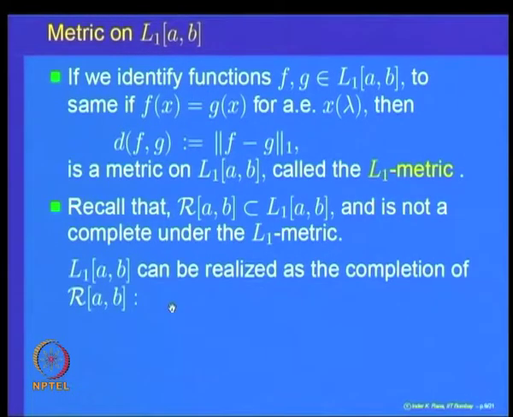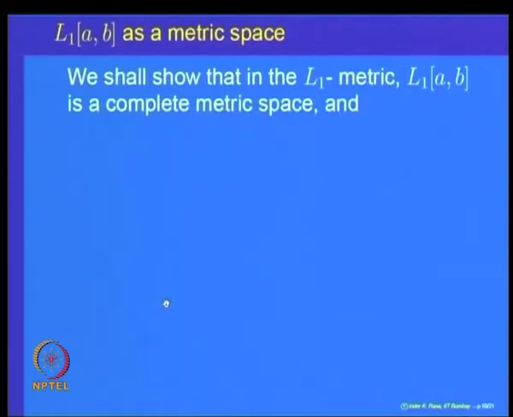And this we will be doing in two steps. One, we will show that in the L1 metric the space L1[a,b] is complete. And for it to be a completion of R[a,b], we will show that R[a,b] sits inside L1[a,b] as a dense subset in the L1 metric, and L1 is complete.